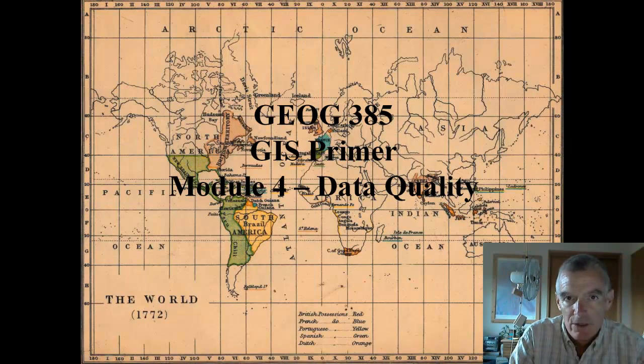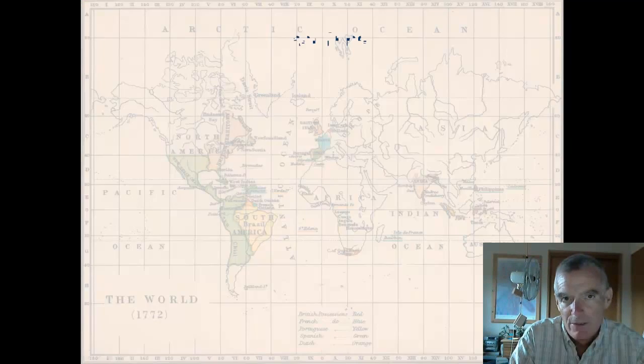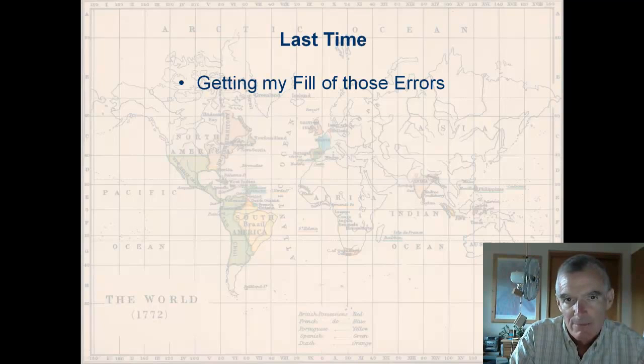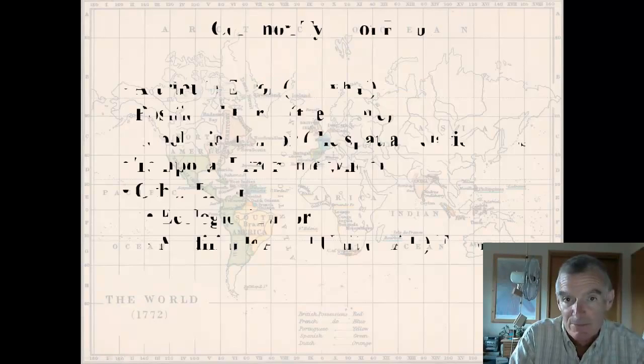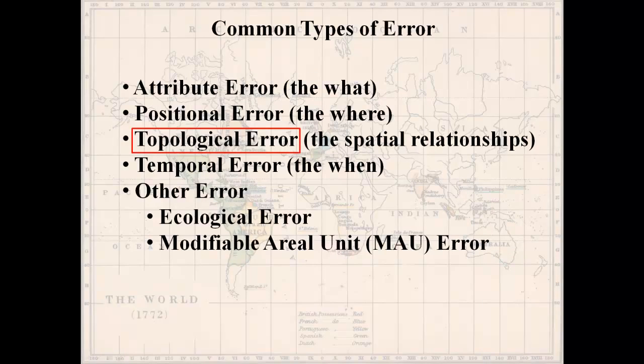All right, getting your fill of that data quality and error stuff yet? Last time you got a fill of those errors that maybe you can quantify, those attribute and positional errors. If they're categorical data, you can use an error matrix. If they're numeric data, you can use root mean square to calculate or estimate the errors. So now I'm going to go on and talk about topological error.